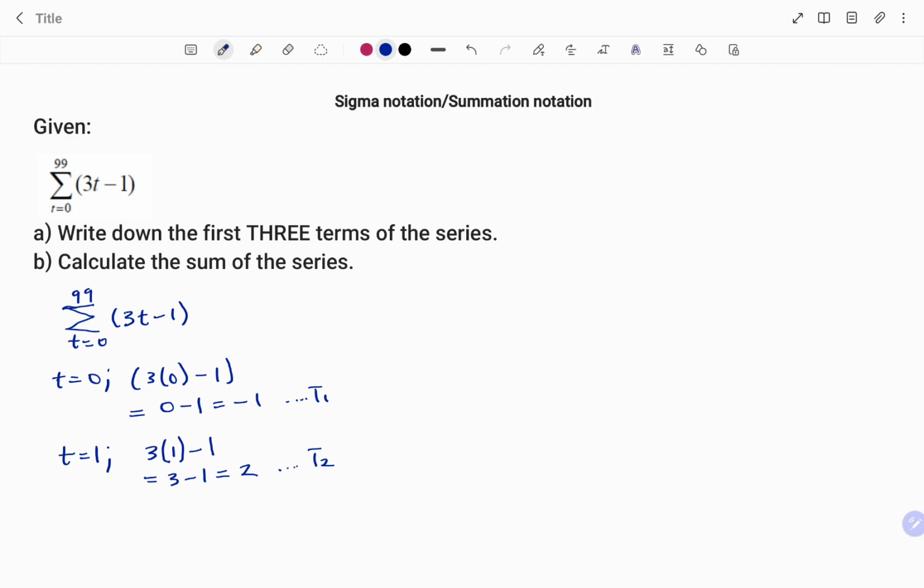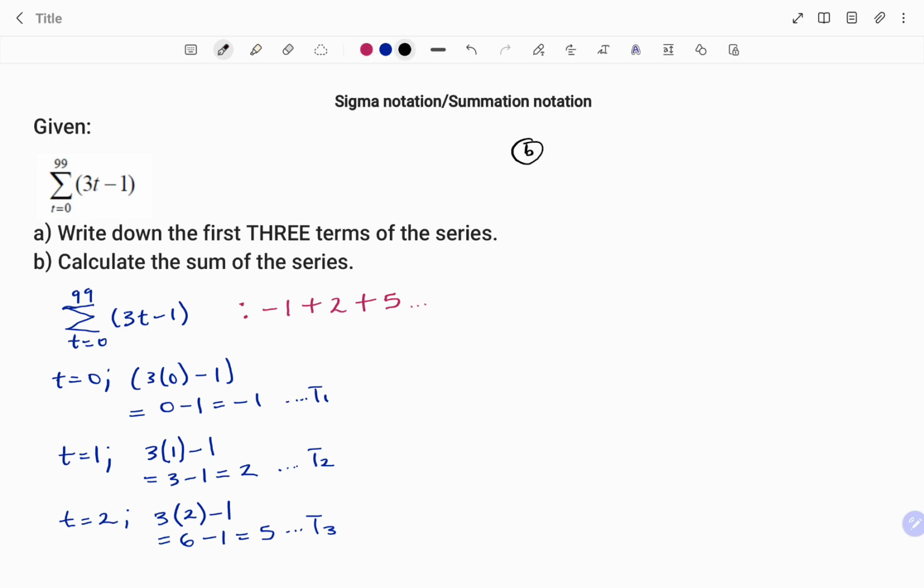To find the value of our third term, we have t equals to 2. And that will be 3, using the same formula, multiplying 2, minus 1. 3 times 2 is 6, minus 1 equals to 5. That will be our third term. So writing out the first three terms, we have t1, that's minus 1, plus our t2, that's 2, and our t3, that's 5.